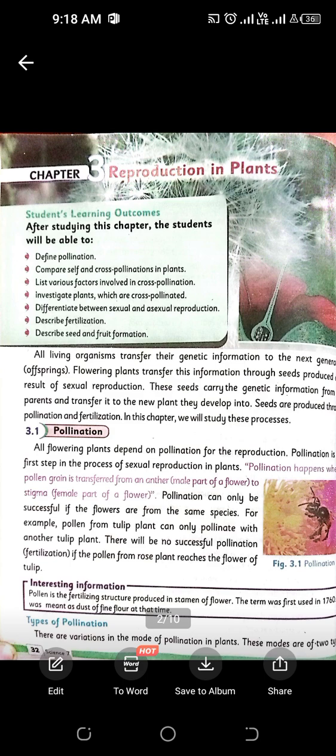So, reproduction in plants. First of all, what basically is reproduction? Reproduction is basically a process in which fertilization or fusion takes place between the male and the female gametes, and as a result we get new offsprings, right? So we'll be discussing terms like what fertilization is, what is the meaning of fusion, what are male and female gametes, and everything. First of all, we have to talk about the flower, right?